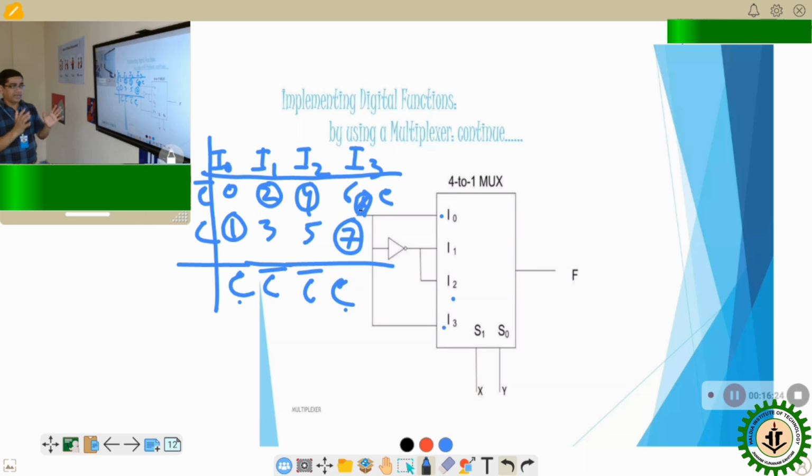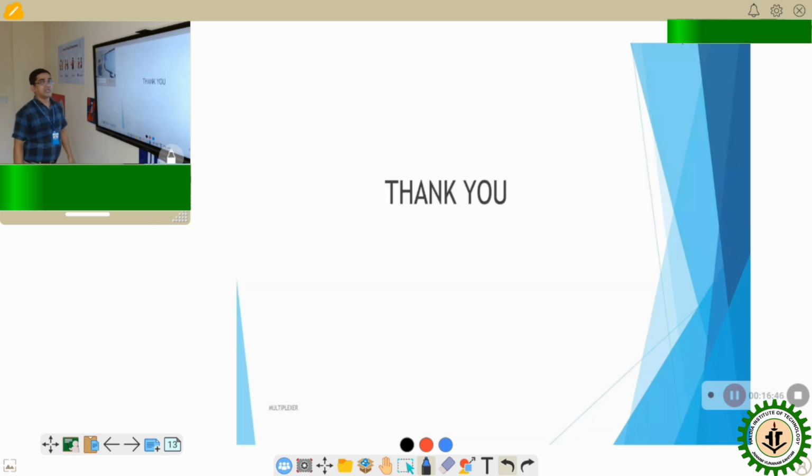So we can convert this 8:1 multiplexer to a 4:1 multiplexer, and in a similar way we can convert 16:1 to 8:1 and continue. This is the conversion: implementing a function with a higher multiplexer using a lower multiplexer. And thank you.